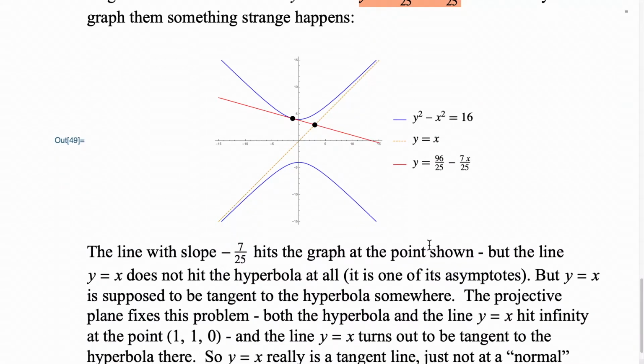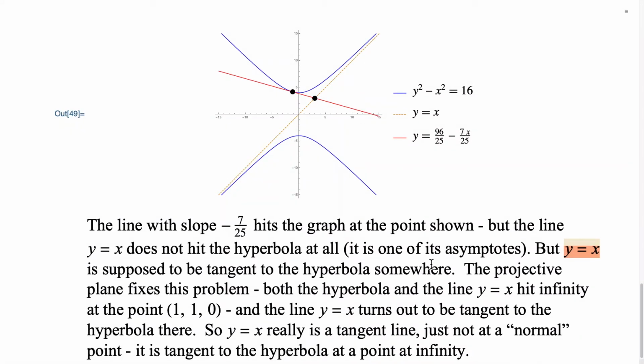However, if you look at the line y equals x, it doesn't hit the hyperbola at all. It's actually one of the asymptotes to the hyperbola. But that y equals x line is supposed to be tangent to the hyperbola somewhere. And this is a big problem in the analytic geometry text. There's no real good answer for it. However, if you bring these into the projective plane, it fixes the problem.